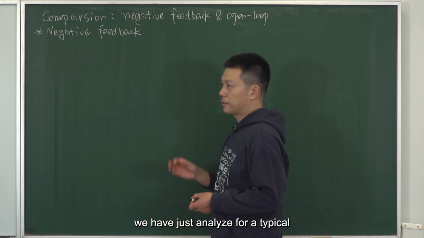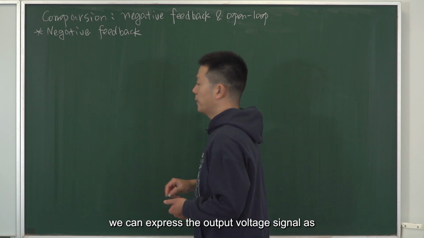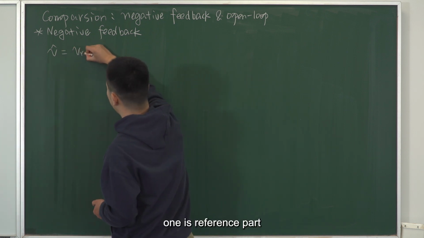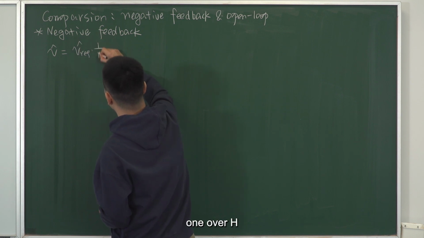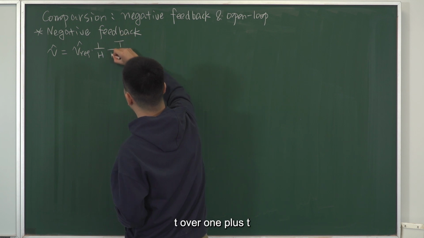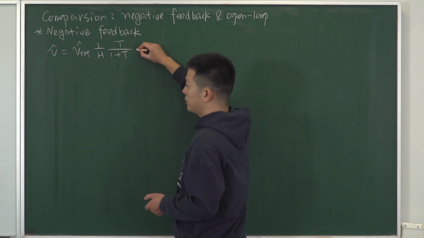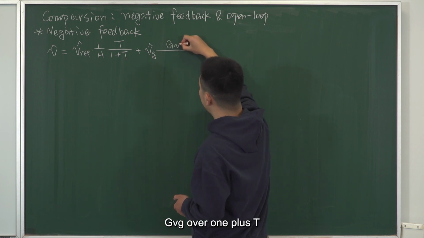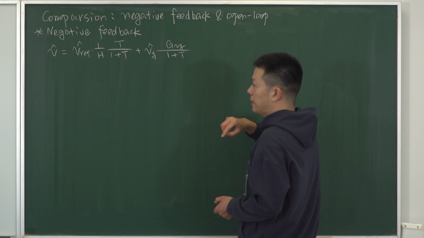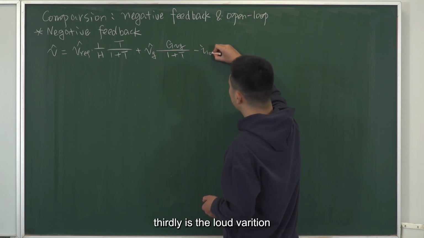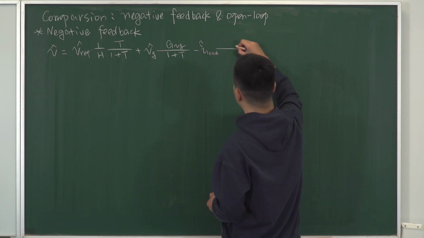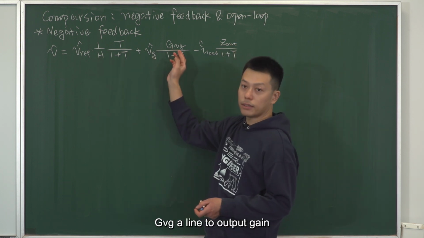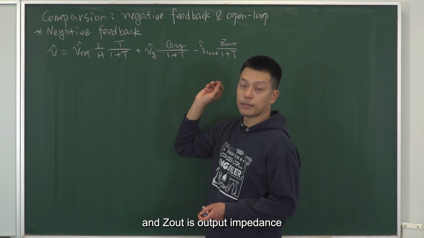We have just analyzed for a typical pulse width modulated converter, we can express the output voltage signal as the sum of 3 parts. One is the reference part, 1 over H, T over 1 plus T. Secondly is the line input part, GVG over 1 plus T. Thirdly is the load variation times Zout divided by 1 plus T. So H is the sensor's gain, GVG is the line to output gain, and Zout is the output impedance.